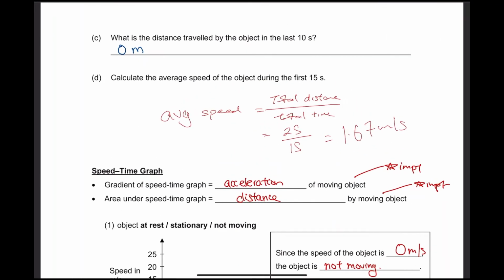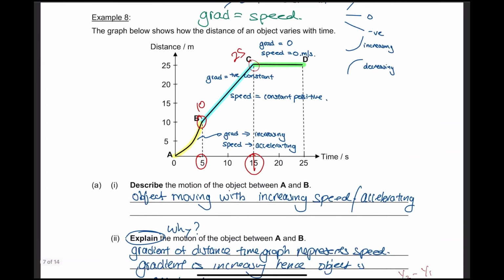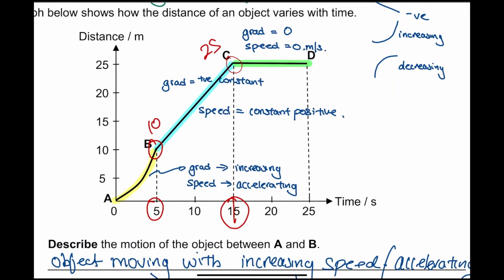The next question asks you, what is the distance traveled by the object in the last 10 seconds? Okay, we'll go back to the graph. They ask you for the last 10 seconds. The last 10 seconds will represent this portion down here. This is your last 10 seconds.